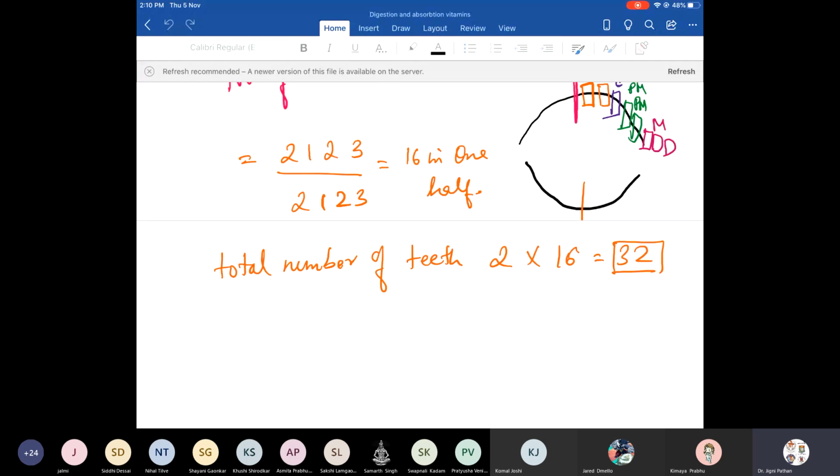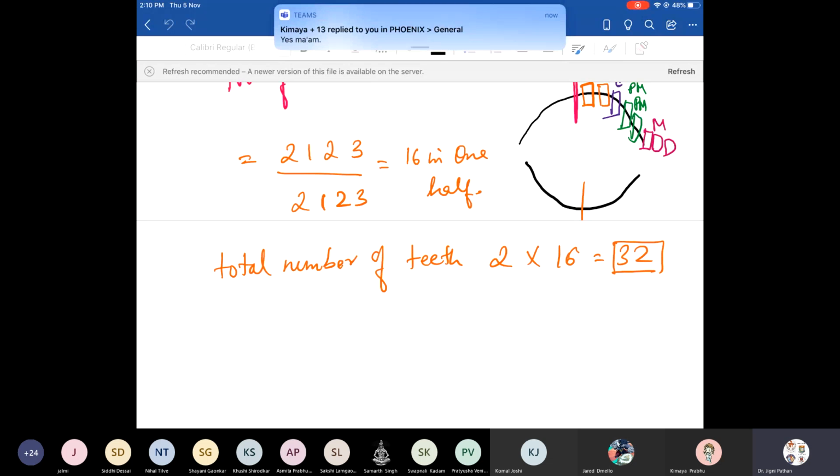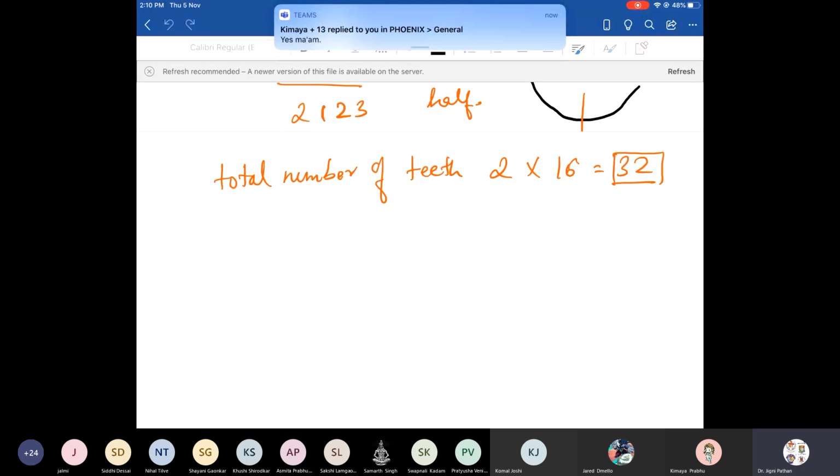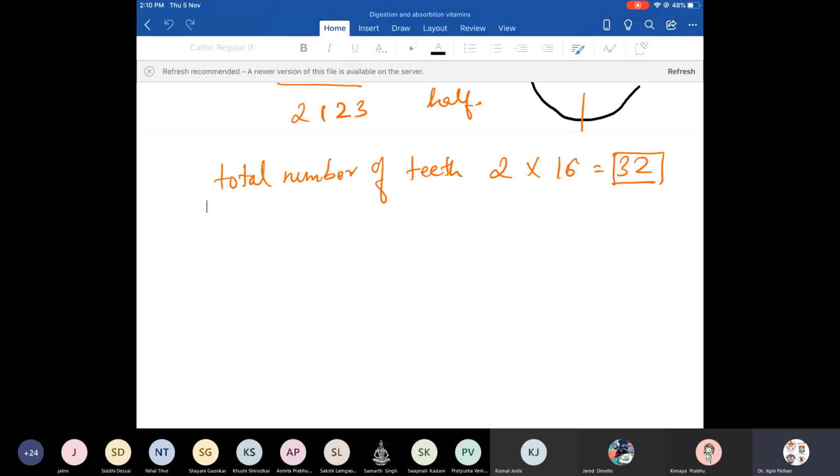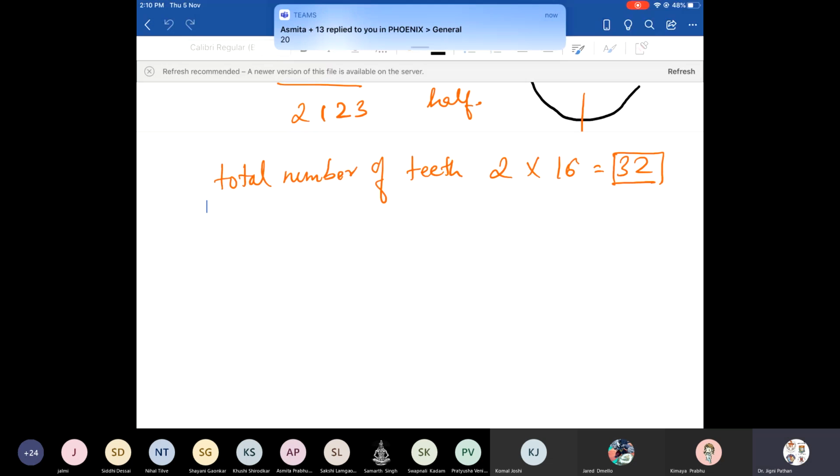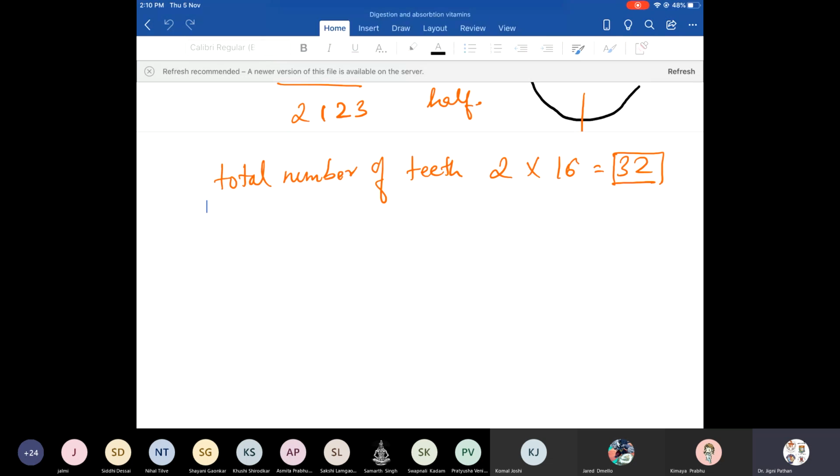So this total number of teeth is found in adults. What about children? How many teeth? Who can answer this very important question? Very good, Ashmita. It's 20 in number. Very nice. Is it clear? So you have children.